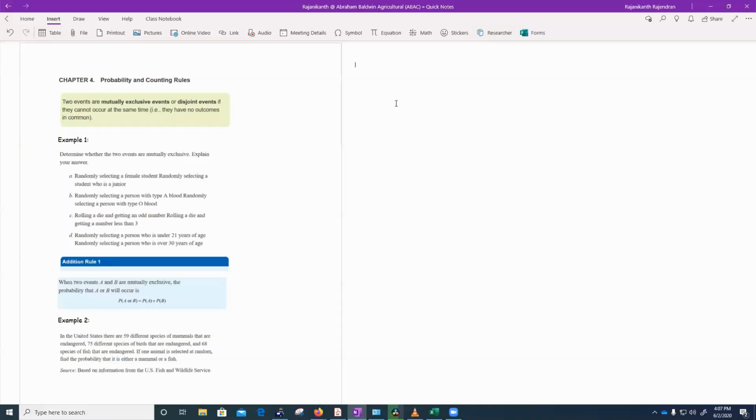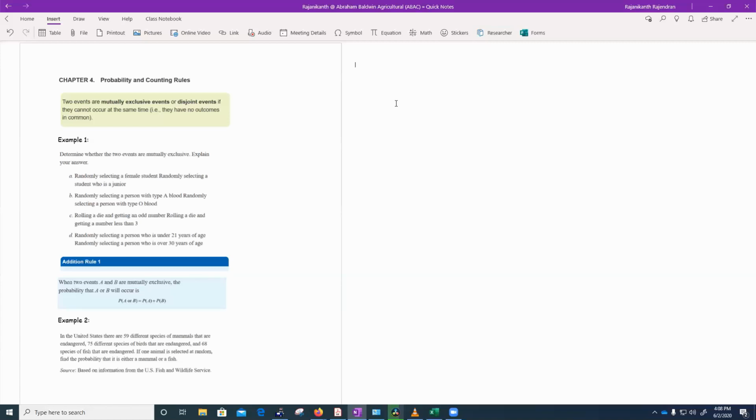Okay, this is section 4.2. Here we are going to look at two events, those which are mutually exclusive. Two events are mutually exclusive events, or you could call those disjoint events, if both of them cannot occur at the same time, right? In other words, we cannot find common outcomes for both events. Those types of events are called mutually exclusive.